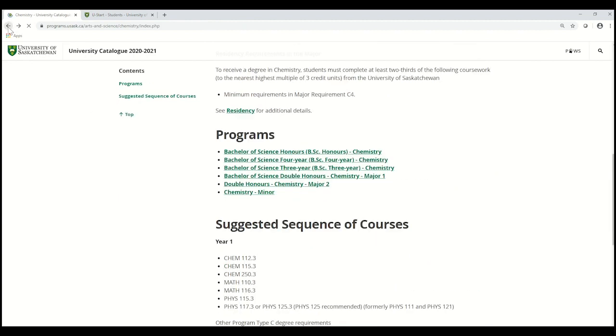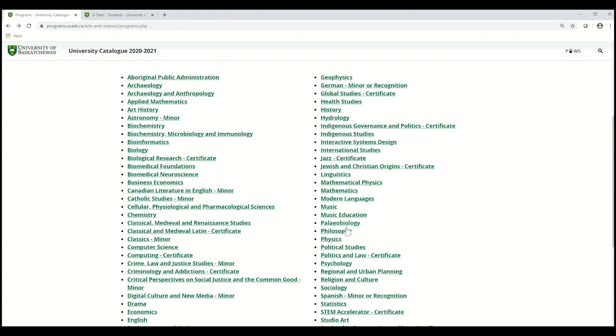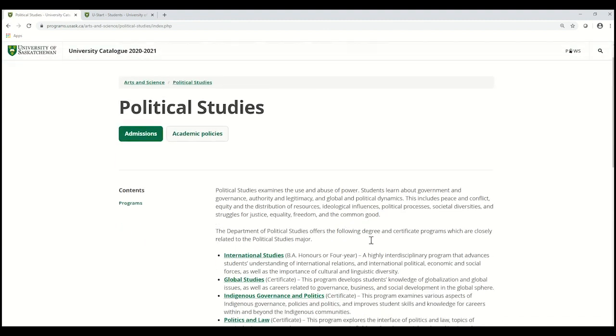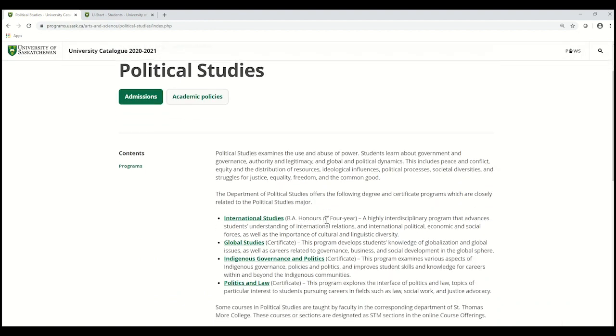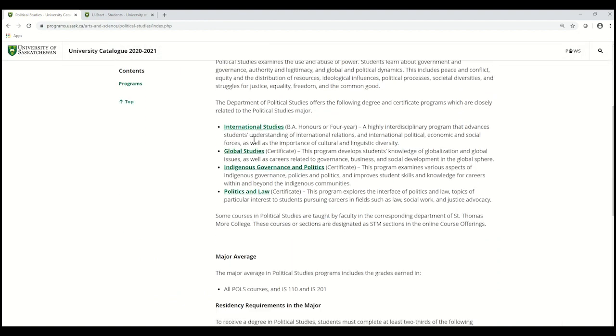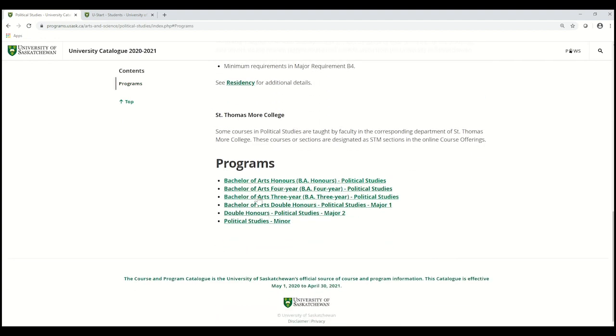in arts and science. Let's look at one more program just to demonstrate that further. Let's look at political studies. So here it's going to look pretty similar, except that there will be a bit more information about other programs that are related, and certificates. Here's the list of programs.